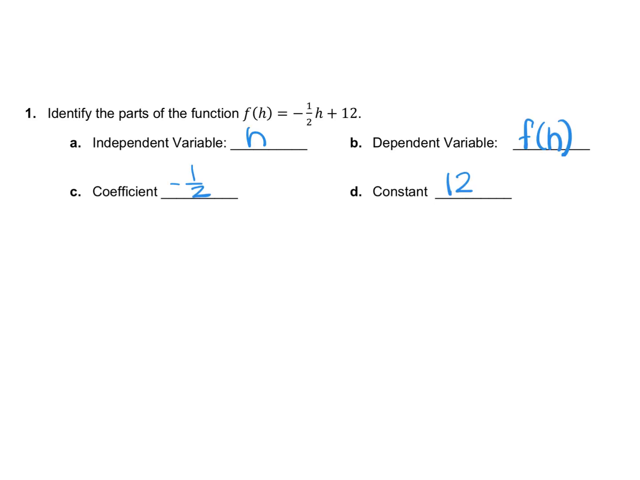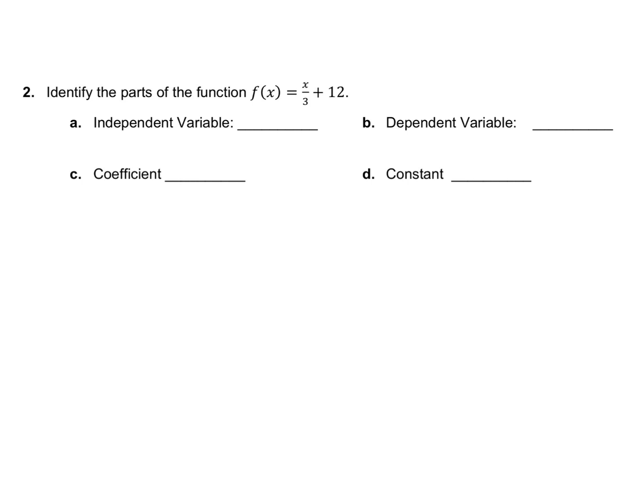All right, so we should have identified the independent variable as the h, the dependent variable, which we know is always the y, but in this case it's going to be the f of h. The coefficient, the number with the variable, is negative 1/2, and then the constant is the 12, the number without the variable. All right, so just like in the last example, the independent variable here is just our x. The dependent variable would be the f of x.